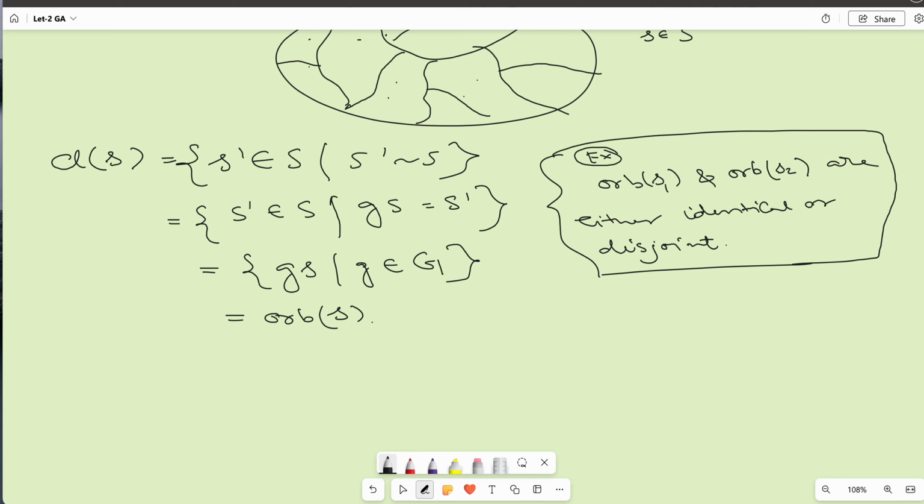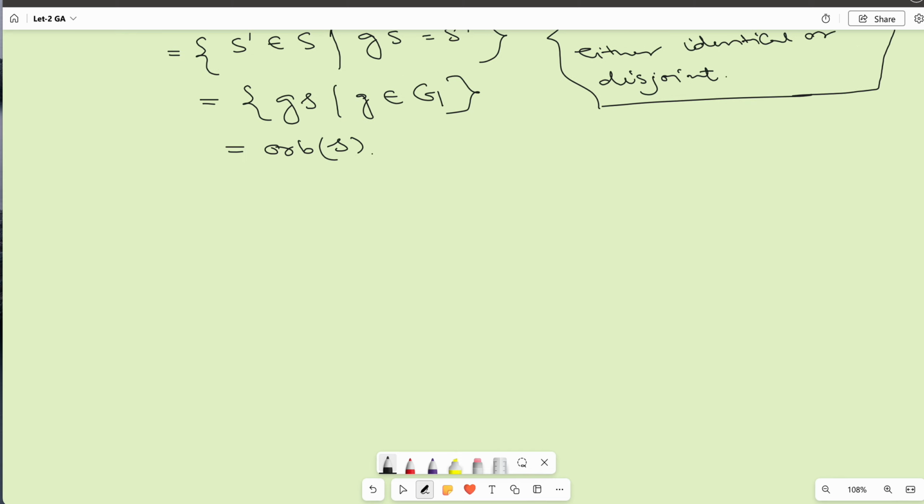So a group G acting on a set S partitions it into distinct orbits under the action of G on S. G acts on S, and under this action the set is partitioned into k distinct classes. In other words, S is the union of orbits, and any two distinct orbits are disjoint. Okay.